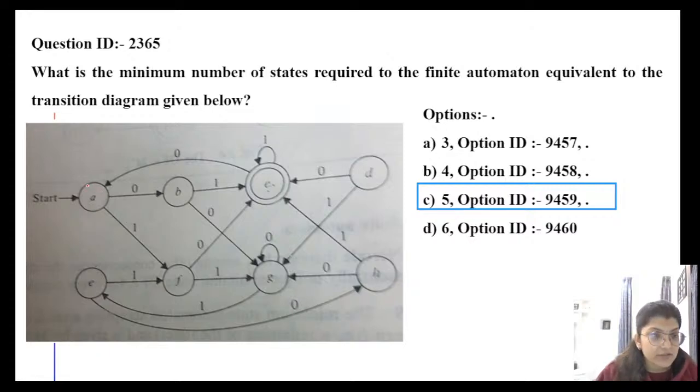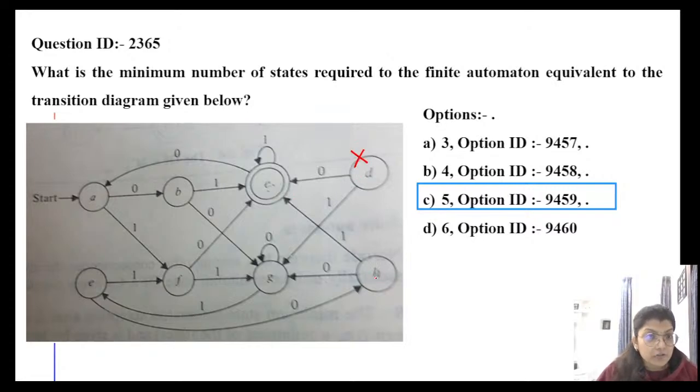A हमारी initial state है, right? And C हमारी final state है, D and H. C, D is definitely not reachable by A. Why? Because in any way I cannot reach D. ठीक है, because there is no incoming edge to D. So D will be ruled out.